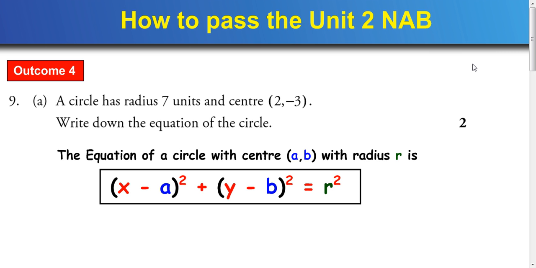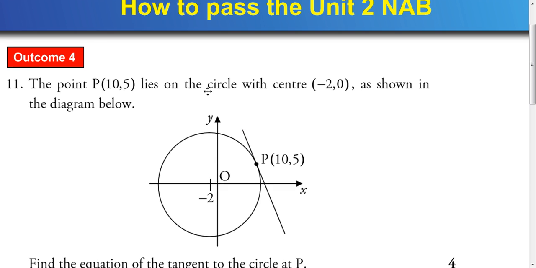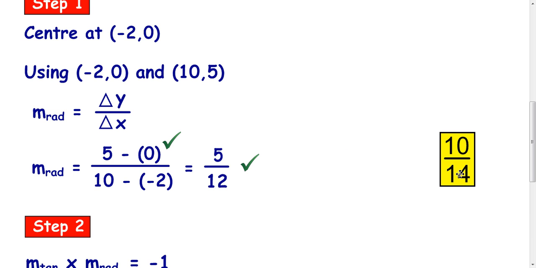In this lesson we're going to look at how to pass the final outcome of the unit to NAB higher, outcome 4. In this outcome you require 10 out of 14 to pass.